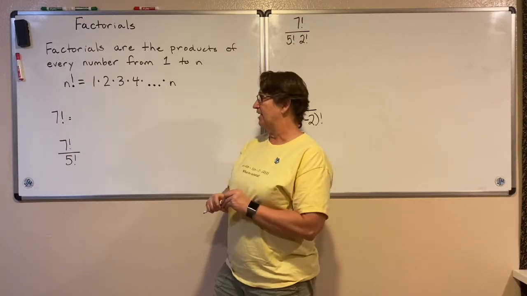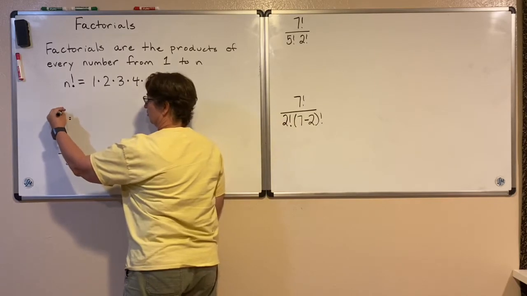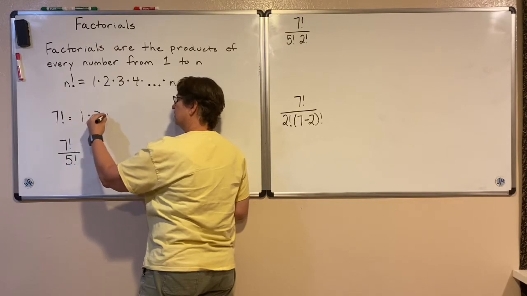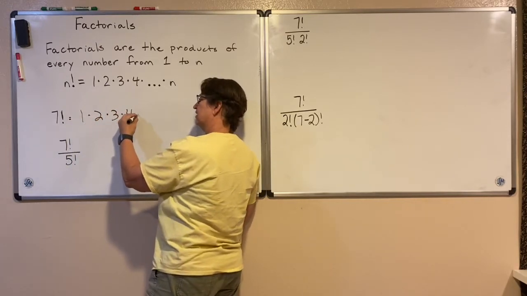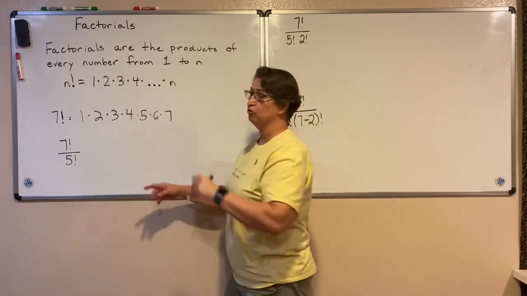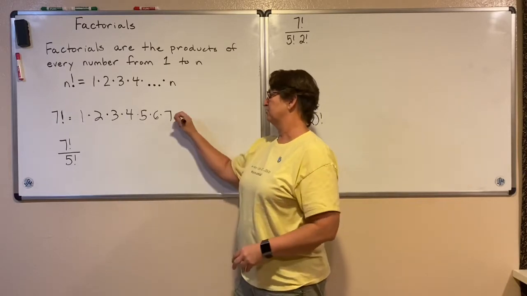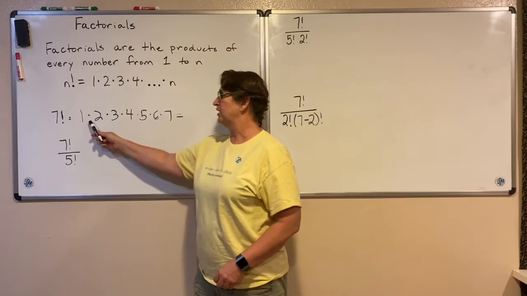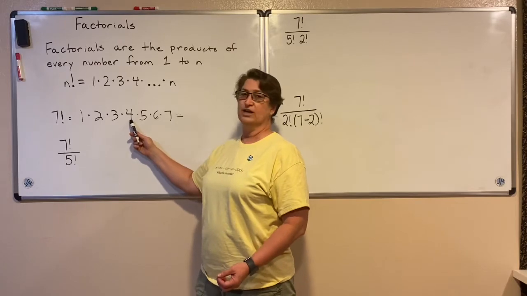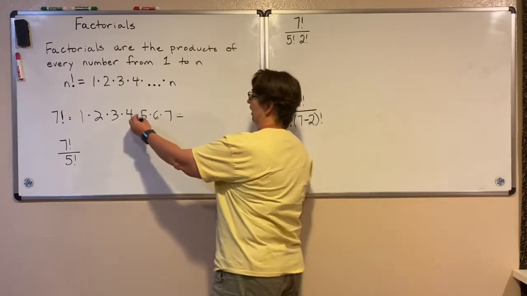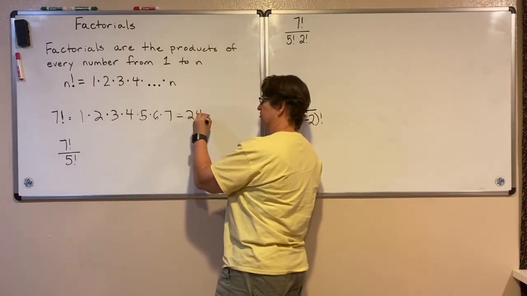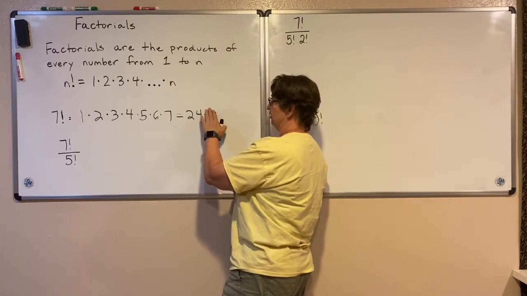And that 7 factorial, this exclamation mark right here, just means to take the numbers 1 times 2 times 3 times 4 times 5 times 6 times 7. I'm just going to multiply those numbers all the way up to 7, and then I stop there at 7. So I have 1 times 2 is 2, times 3 is 6, times 4 is 24. We're starting to get a little bigger now. 5 times 6 is 30, and times 7 is 210.